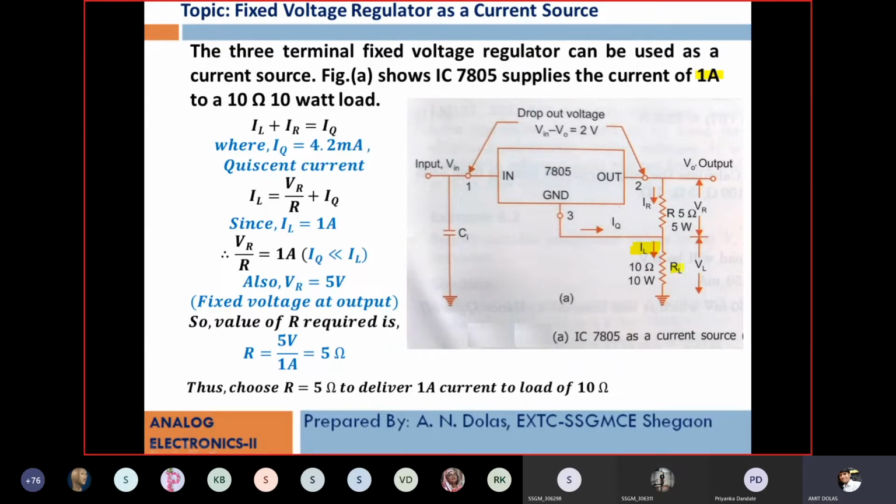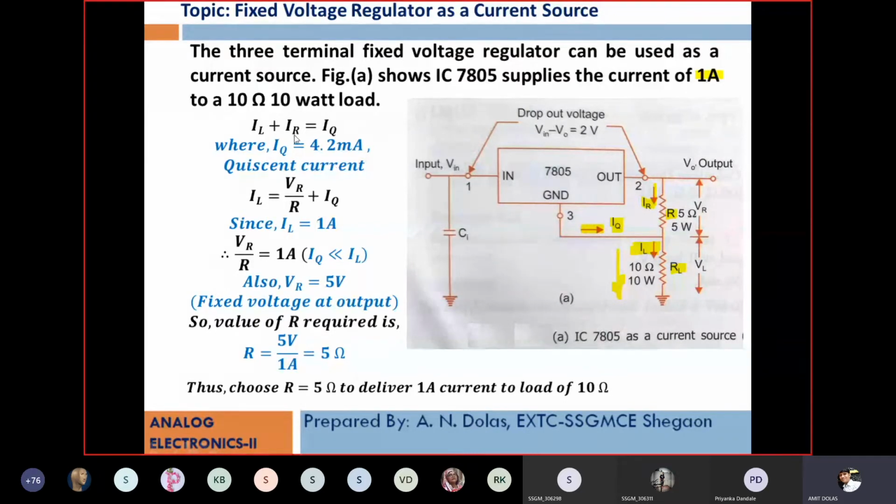Load current is the current passing through the resistance R. And where is it coming from? It is coming from resistance R, that is referred to as IR, and it is coming from the third terminal, that is the ground terminal of the IC, which is referred to as IQ. IQ is the quiescent current. It is very less, 4.2 milliampere only. It is kind of leakage current. So two currents form the load current.